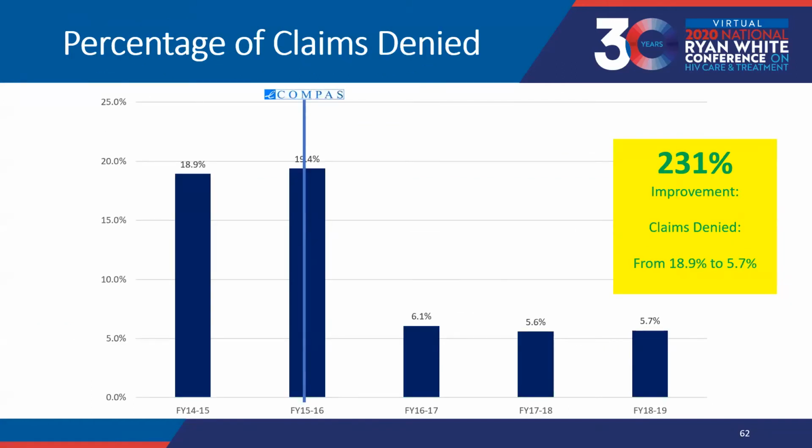Another way to look at this is the percentage of claims denied. And every time a claim is denied, that triggers a whole new cycle of paperwork. So if we can eliminate that, reduce it greatly, that helps the whole process. Much less back and forth. You can see visually here, from when we did launch till now, that's a 231% improvement. We went from 18.9% of claims denied down to 5.7%. So that's another amazing outcome from automation.